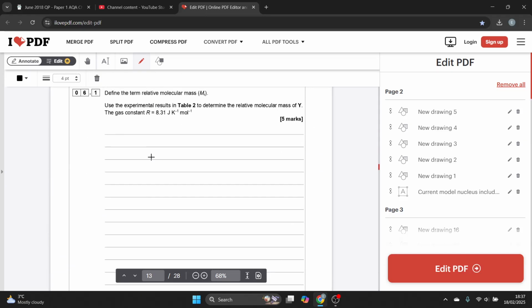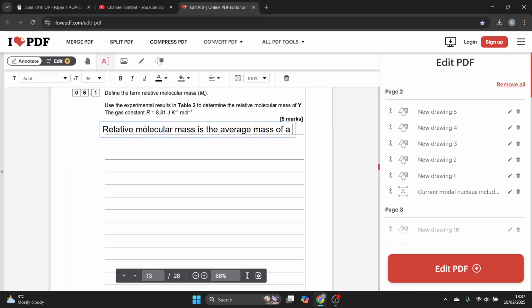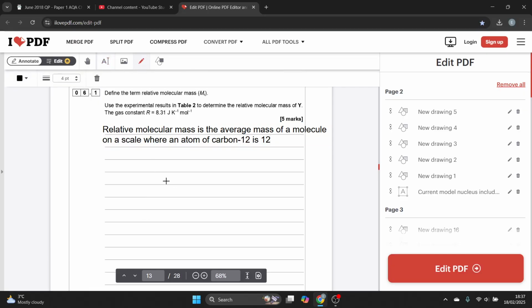Question 6. Define the term relative molecular mass. Relative molecular mass is the average mass of a molecule on a scale where an atom of carbon 12 is 12. Use experimental results to determine the relative molecular mass of Y.